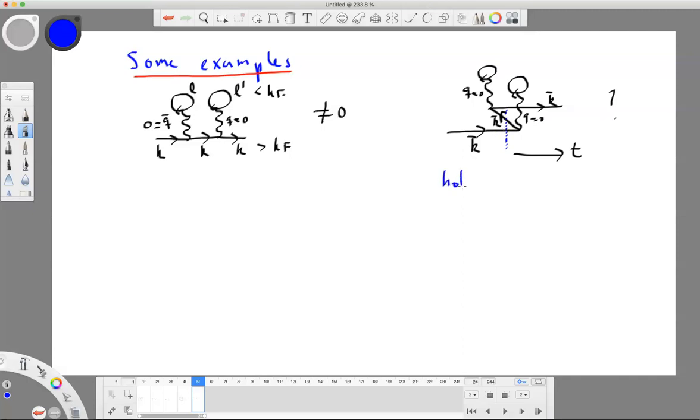Hole and electron with the same energy or the same momentum, which in this case is the same energy because these are free particle lines. So this cannot happen, so this has to be zero. Okay? There's no way out.